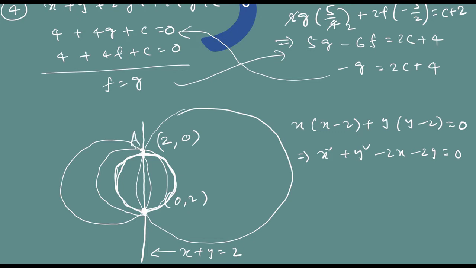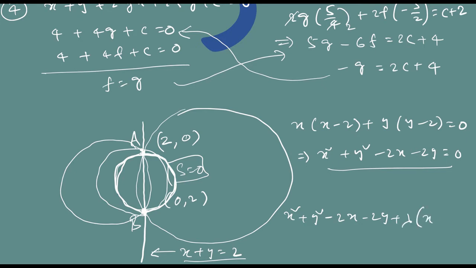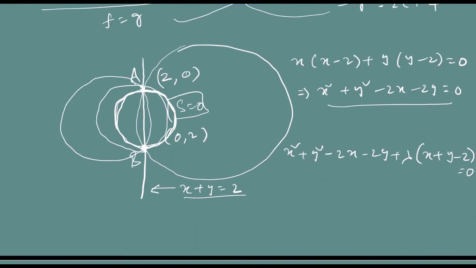We know that any circle passing through the intersection of S equal to 0 and L equal to 0 is of the form S plus lambda L equal to 0. So this is our S and this is our L. So the required circle is of the form x square plus y square minus 2x minus 2y plus lambda into x plus y minus 2 is equal to 0. That is how the required circle looks. All that I have to do is find the value of lambda.